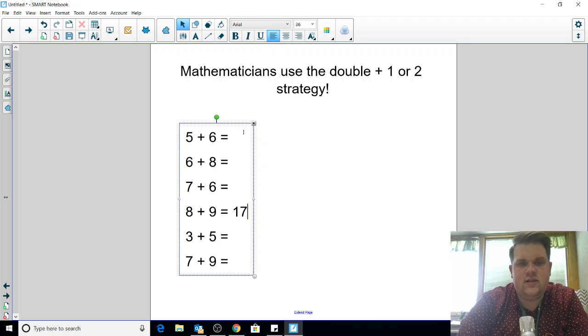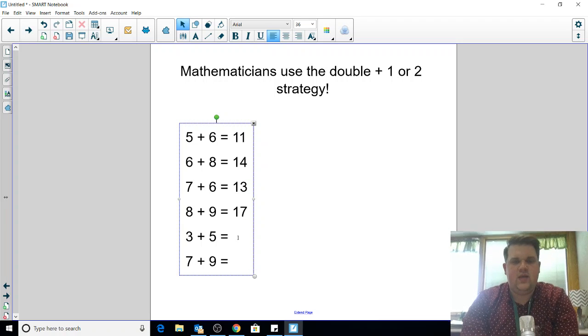I'm going to fill in these other answers. 5 plus 6 was 11 because we doubled 5 and added 1. 6 plus 8 is 14 because we doubled 6 and added 2. 7 plus 6 is 13 because we doubled 7 and subtracted 1.